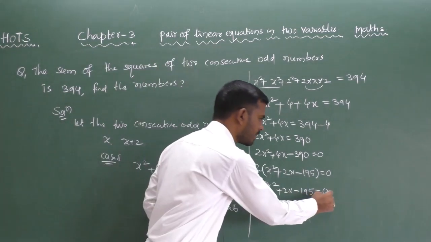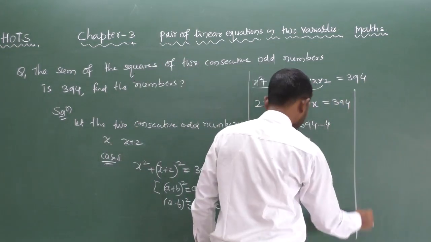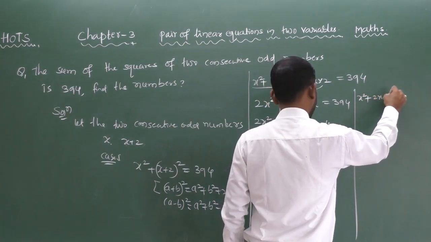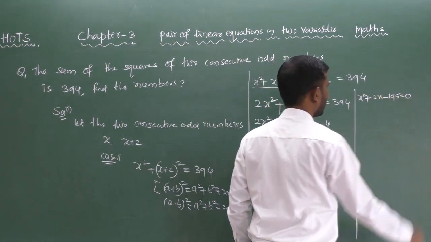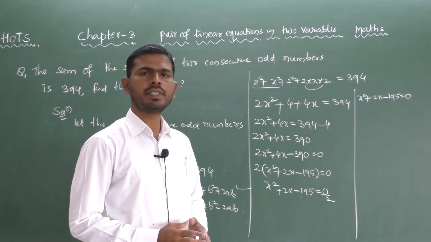This is divided by 2. So the next step we can write here: x square plus 2x minus 195 is equal to 0, since 0 divided by 2 is equal to 0.